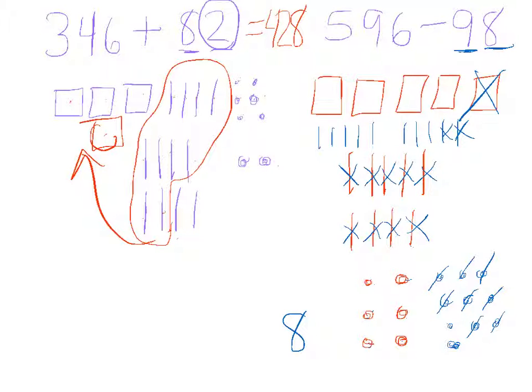I need to count what I have not crossed out. 10, 20, 30, 40, 50, 60, 70, 80. I have 8 tens. I have 5 hundreds and I do not need to subtract any hundreds. So 100, 200, 300, 400. My difference is 488. This is the addition and subtraction with regrouping using the base 10 models.